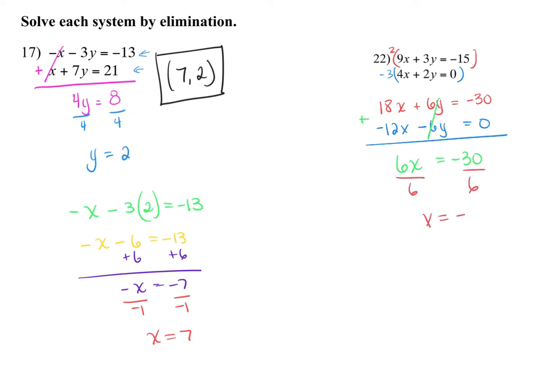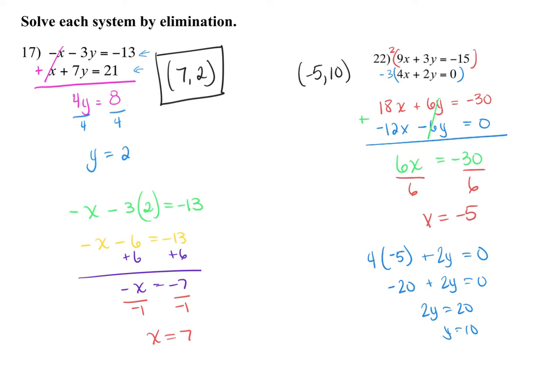X equals negative 5. And once again, you can go back to either equation to solve for what your y value is. So 4 instead of x, I'm going to write negative 5 plus 2y equals 0. 4 times negative 5 is negative 20. Add the 20 over, and I get y equals 10. So my answer is going to be my x, y. So my answer here is negative 5, positive 10.